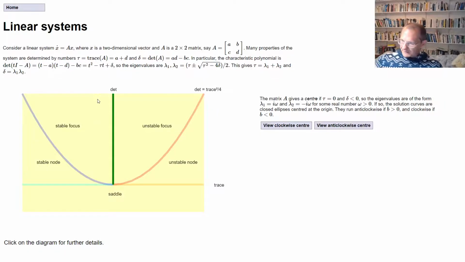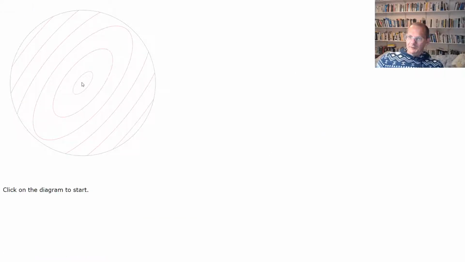And that's an interesting case. That's what's called a center. That's where the solution curves are closed curves. They're ellipses, and so if you run around one of these solutions, then after a little while you get back to where you started, and then you just keep going. So you don't spiral in.